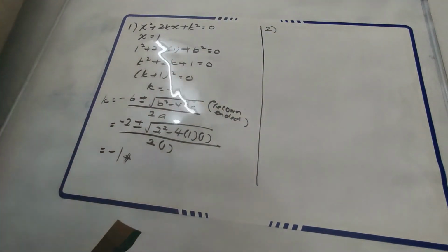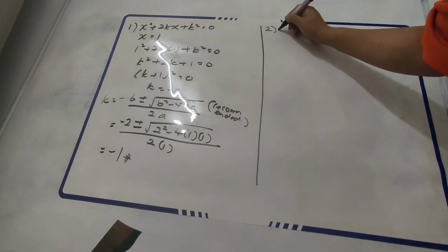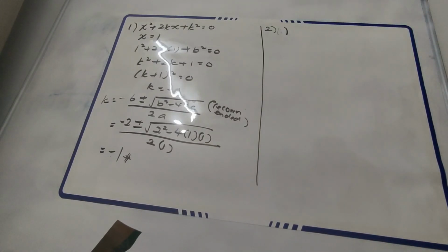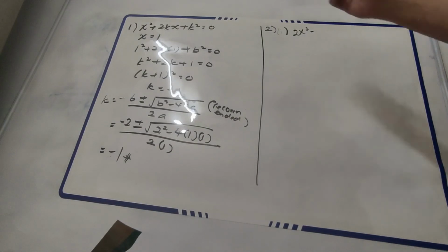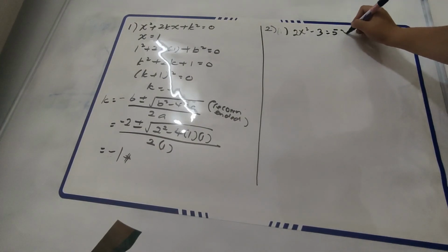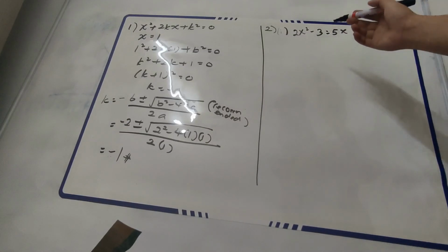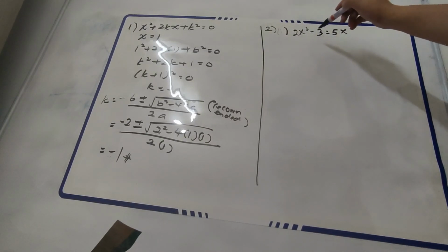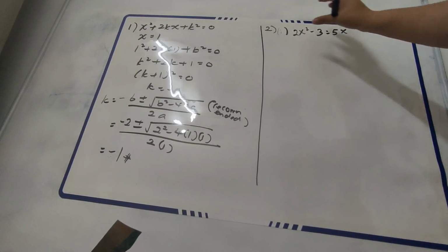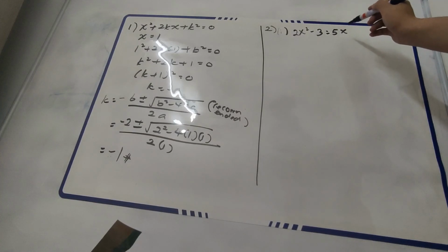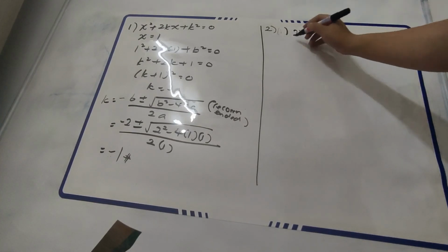And for the second question, you have three parts. For part 1, you have 2x squared minus 3 equals 5x. You can move the left hand side to the right hand side, but to make the step easier, I move the right hand side variable into the left hand side.